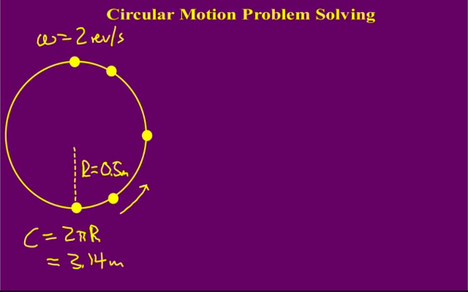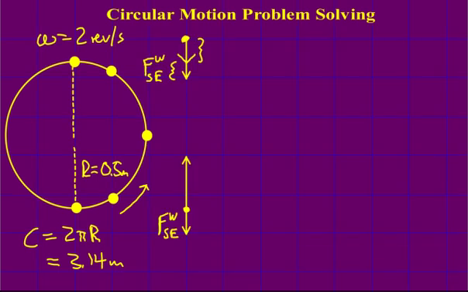I want to use free body diagrams and Newton's second law to show you how we know where those places are. We're going to compare the tension in the string at the bottom of the circle to the tension in the string at the top of the circle. So what I'm going to do is pause the video and draw two different free body diagrams, one for each of those two locations.